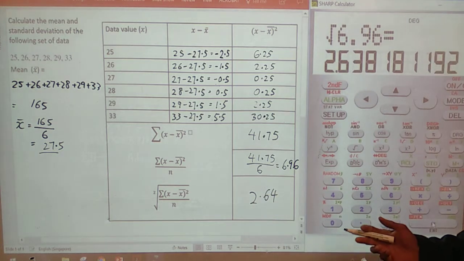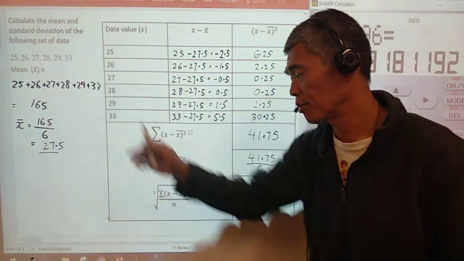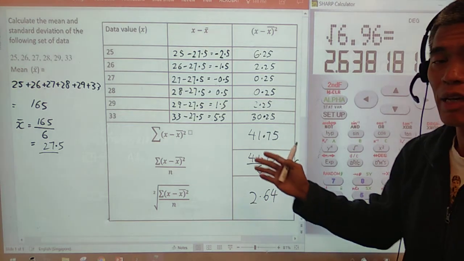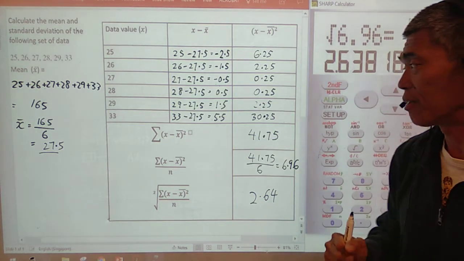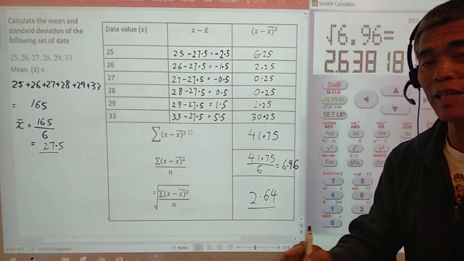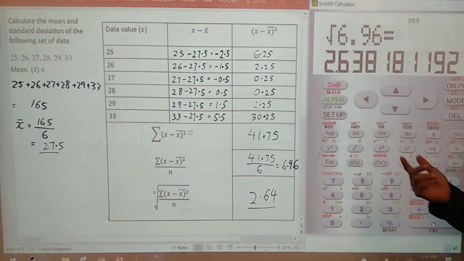So what it means is this, on average, each of these values is 2.64 away from the mean. So this gives you a rough idea just how widely spread the data is. Now, the shortcut, how would you do this?